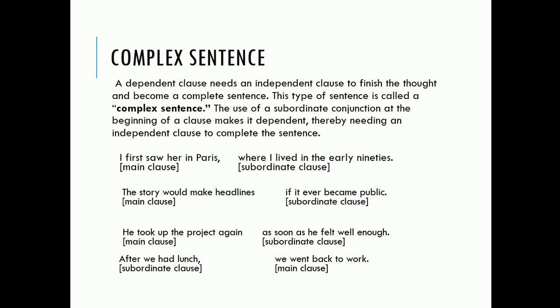If we look at the first example here, it reads, I first saw her in Paris. This is a complete sentence. Now the second clause, which is the subordinate clause here, is an incomplete sentence. It reads, where I lived in the early 90s. When I bring both of them together, then the main clause completes the subordinate clause to make complete sense. For example, it reads, I first saw her in Paris where I lived in the early 90s.